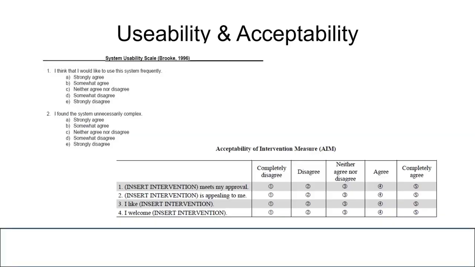So another area that we focus on is how to determine the usability and acceptability of these various monitors, ways to actually objectively collect environmental exposure data. So we talk about some standard tools that are out there, such as the System Usability Scale and the Acceptability of Intervention Measure. And we also talk about interviewing, focus groups, open-ended questions on surveys, so multiple ways that you can get at the usability and acceptability of these instruments.